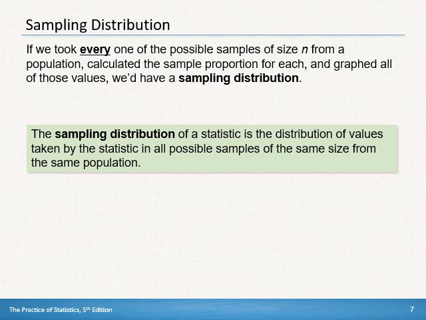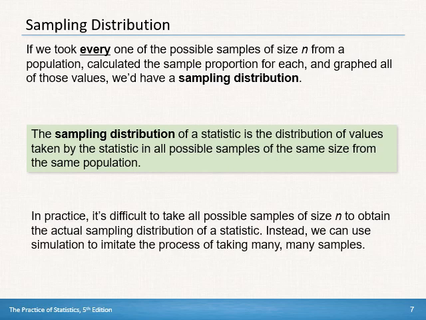statistic that we get. All right, so in practice, it's difficult to take all possible samples of a certain size to obtain the actual sampling distribution. We never do this. Actually, in one of your homework assignments, the population is so small that it does have you create the actual sampling distribution. But most of the time, it's going to be a theoretical thing, and we're going to take many, many samples.